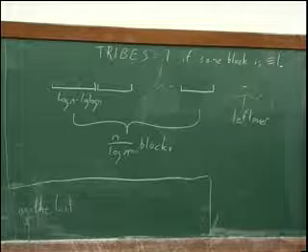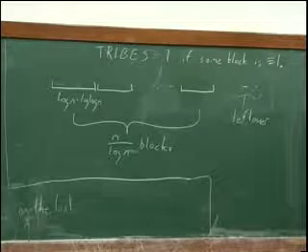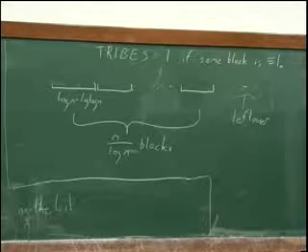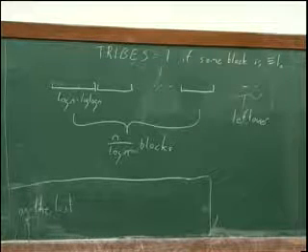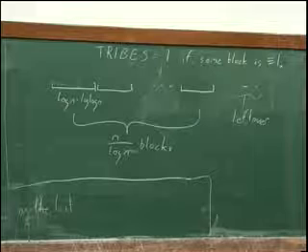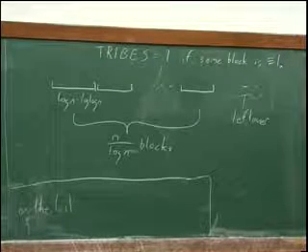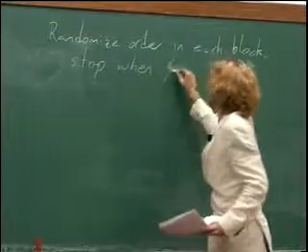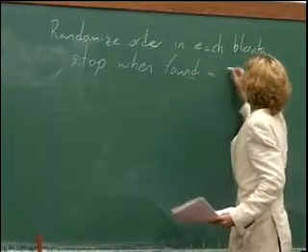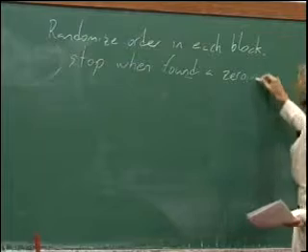So randomize the order in each block. Stop when you found a 0 in each block.